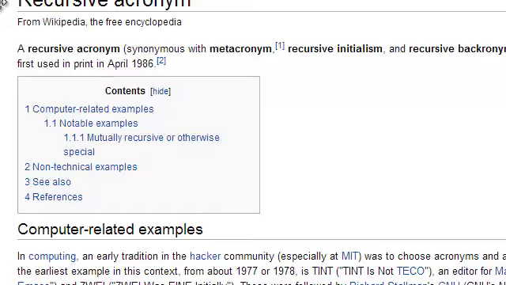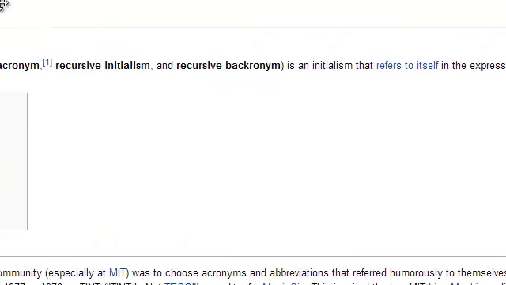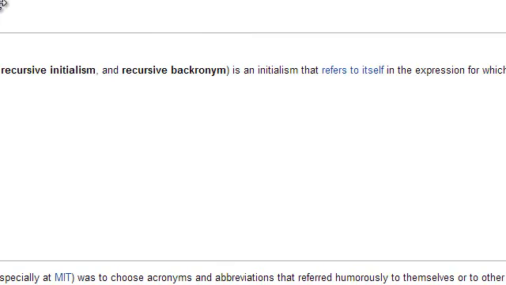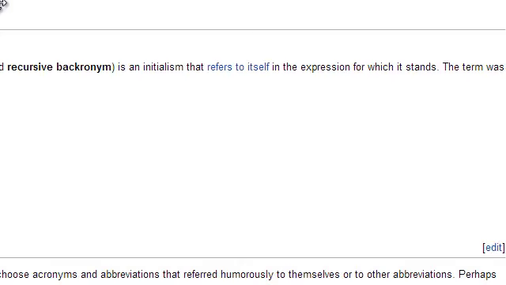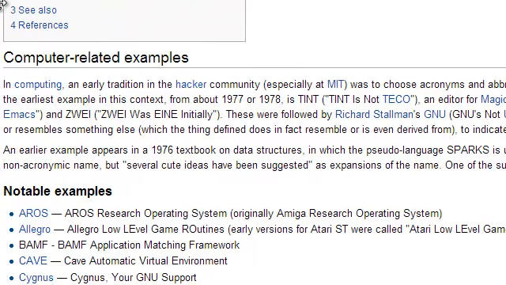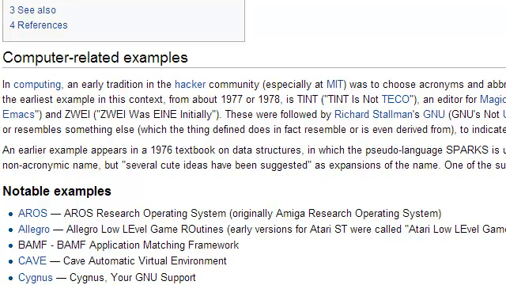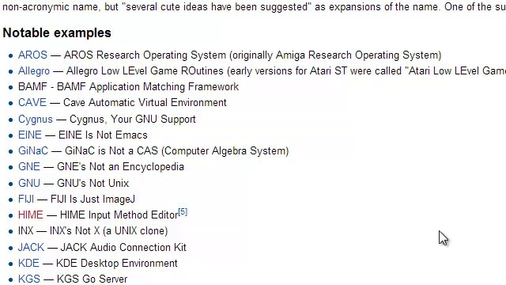If you can see, a recursive acronym is an initialism that refers to itself in the expression for which it stands. The term was first used in print in April 1986. Let's not get into all this stuff. Probably these examples should help you out. You can log into Wikipedia and just type and you will get it.